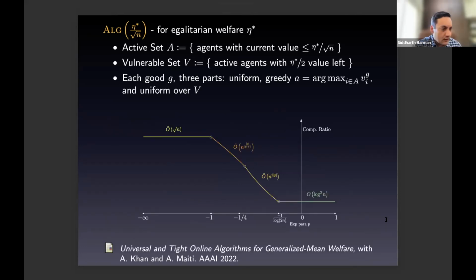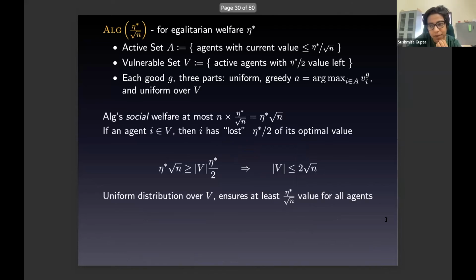So here, just a thought experiment. Why did we allocate anything at all to the greedy? Why did we do that? Just to get the bound for the person who is vulnerable. Why not assign everything uniformly first and then to the vulnerable people?